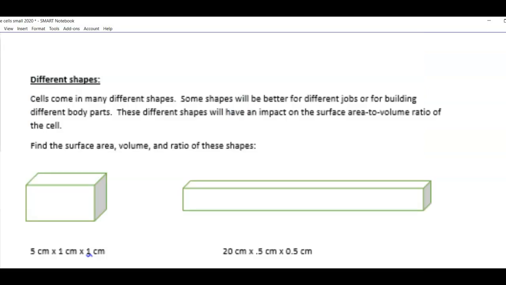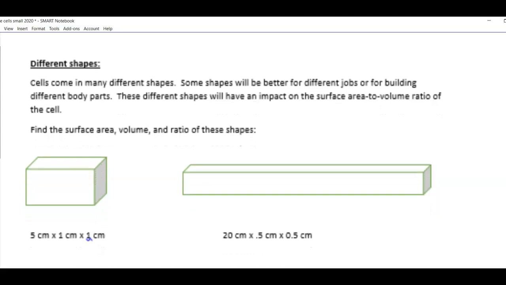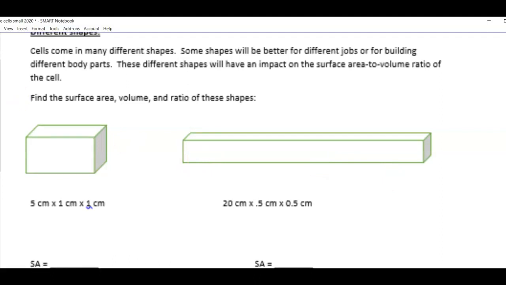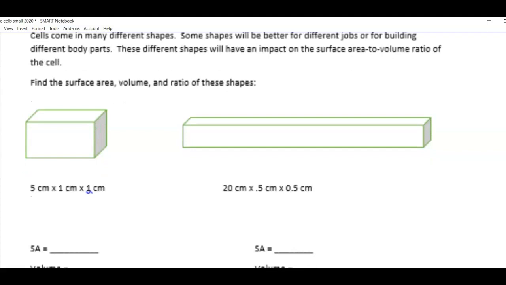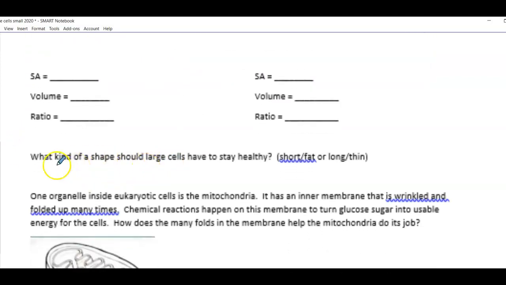All right. So this last part has you look at some different shapes. Instead of cubes, you're going to see which one is better: this short, fat shape or this long and skinny shape. Which one has the lower and which one has the higher ratio of surface area to volume? Okay, so you'll do the math the same way you have been. You have an example from the front of how to do the math on these rectangles. And out of the two shapes, compare which one cells should have to stay healthy.